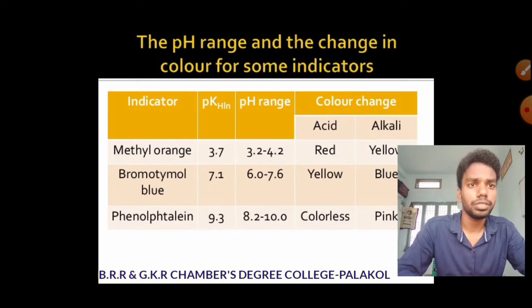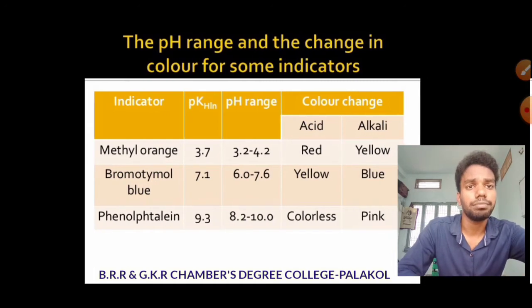6.3. Now these indicators show different colors in different media. For example, methyl orange shows red color in acid, and in base it shows yellow color.